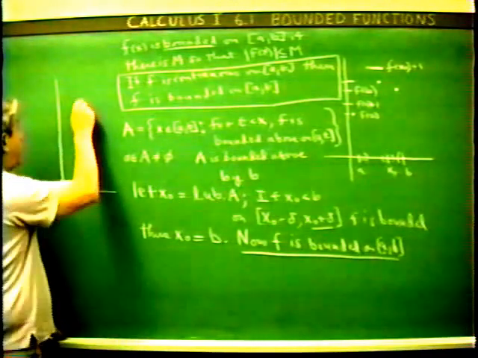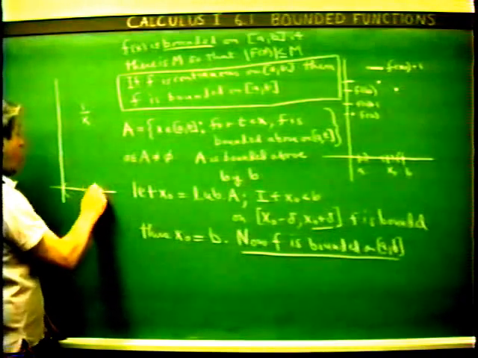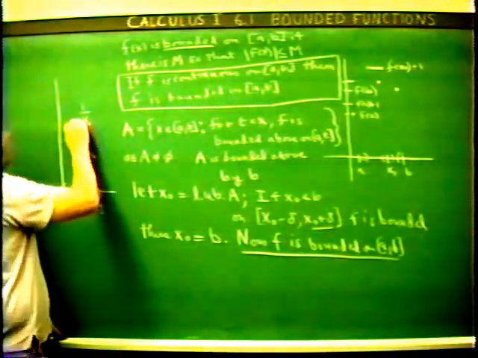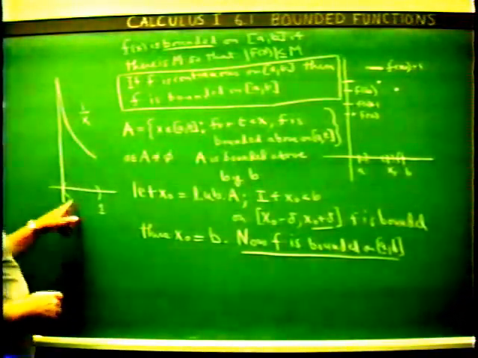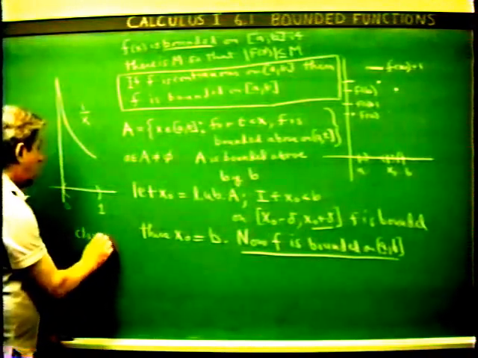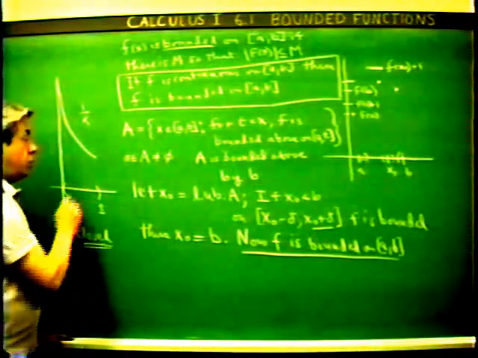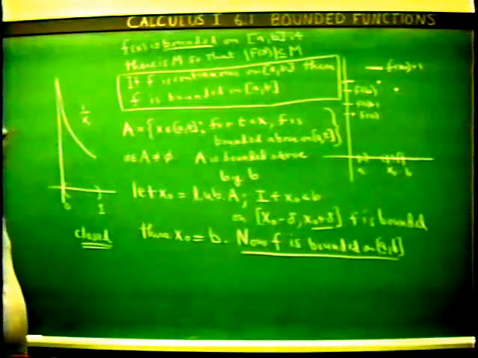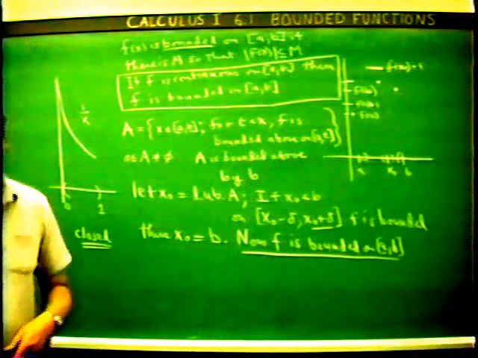In particular, for example, if we take the function 1 over x on, let's say, the open interval 0 to 1, the function looks like this and is not bounded above. So the closed interval is important. Right? Open will not do. Okay, so this is the first result along this line: a continuous function on a closed interval is bounded on that interval.